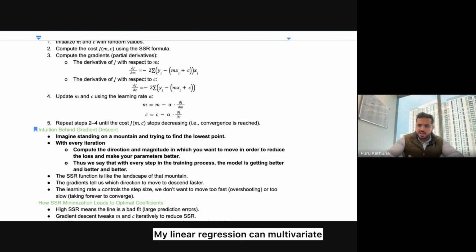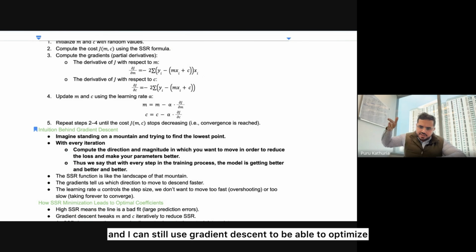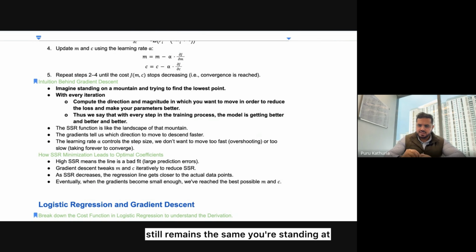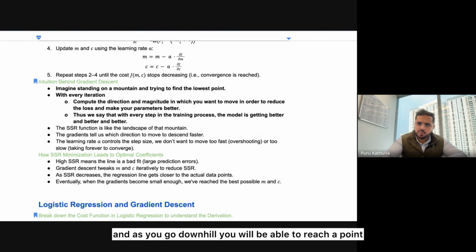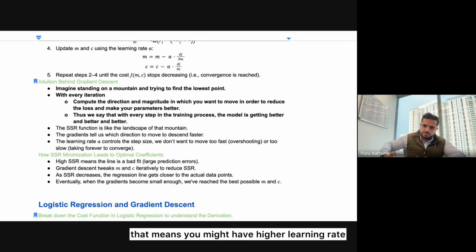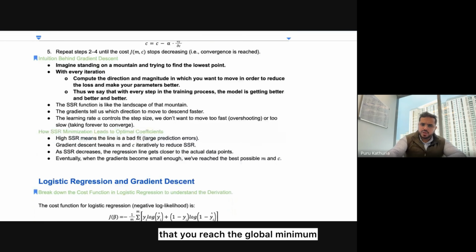So my linear regression can be multivariate. What I mean by multivariate is I can have thousands and millions and billions of parameters, and I can still use gradient descent to optimize all of those parameters. Now, the intuition we talked about still remains the same. You're standing at the top of the mountain and you're going downhill, right? And as you go downhill, you will reach a point that is your global minimum. And the kind of jumps, if you're very confident, you take higher jumps. That means you might have a higher learning rate, right? If you're not that confident, you take lower jumps. That means you can have a moderate learning rate, right? So you take certain jumps and keep on updating the gradient and keep on subtracting and updating your parameters so that you reach the global minimum.